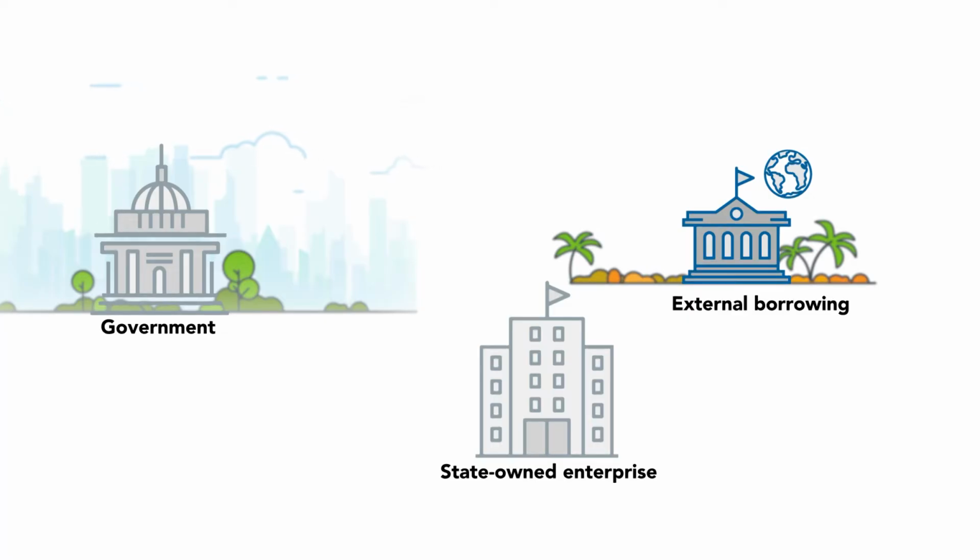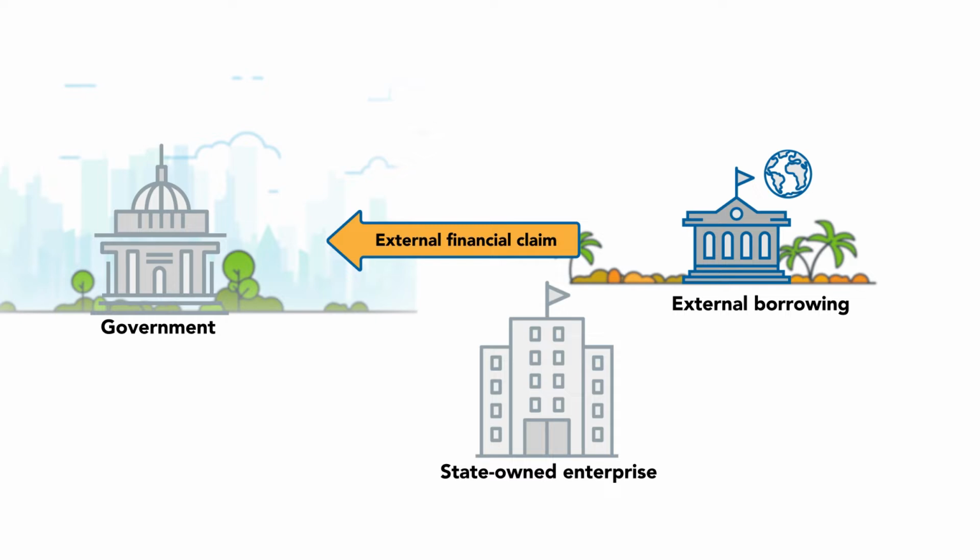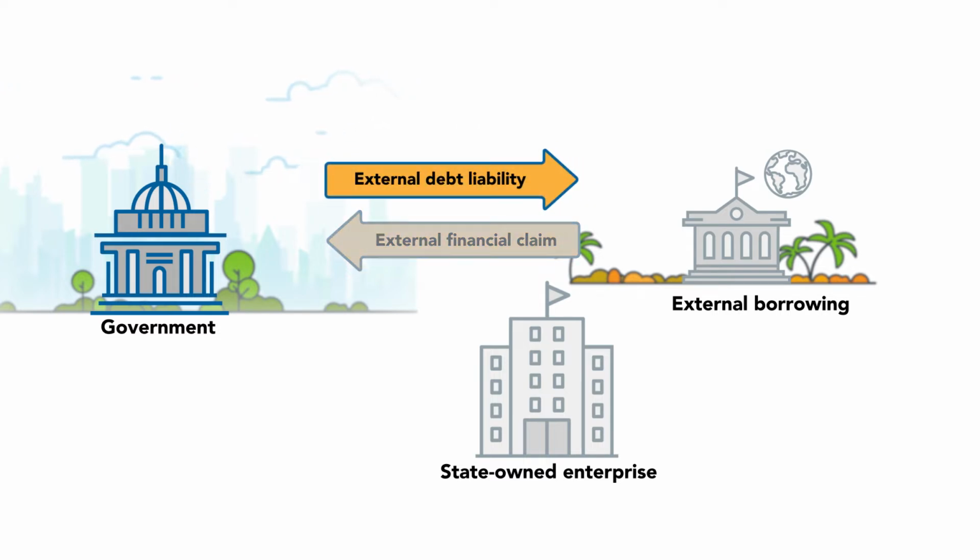So here, we have two separate financial claims. First, the foreign bank has an external financial claim in the form of a loan on the government. Government has an external debt liability in the form of a loan to the foreign bank. Of course, it is also possible that this debt liability is in the form of debt securities or another debt instrument.